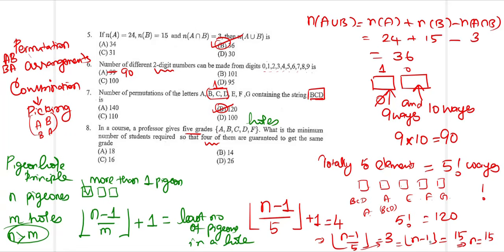Move this minus 1 to the opposite side, so it becomes plus 1. This floor is going to be the least value which you will get. Least value means you will have the minimum number requirement. So the minimum number of students required is going to be 15 plus 1. So the answer is going to be 16. The quantity you need to keep in mind over here is, by the pigeonhole principle, floor of (n minus 1) by m, plus 1, is the least number of pigeons in any hole. So memorize this formula for your pigeonhole principle.